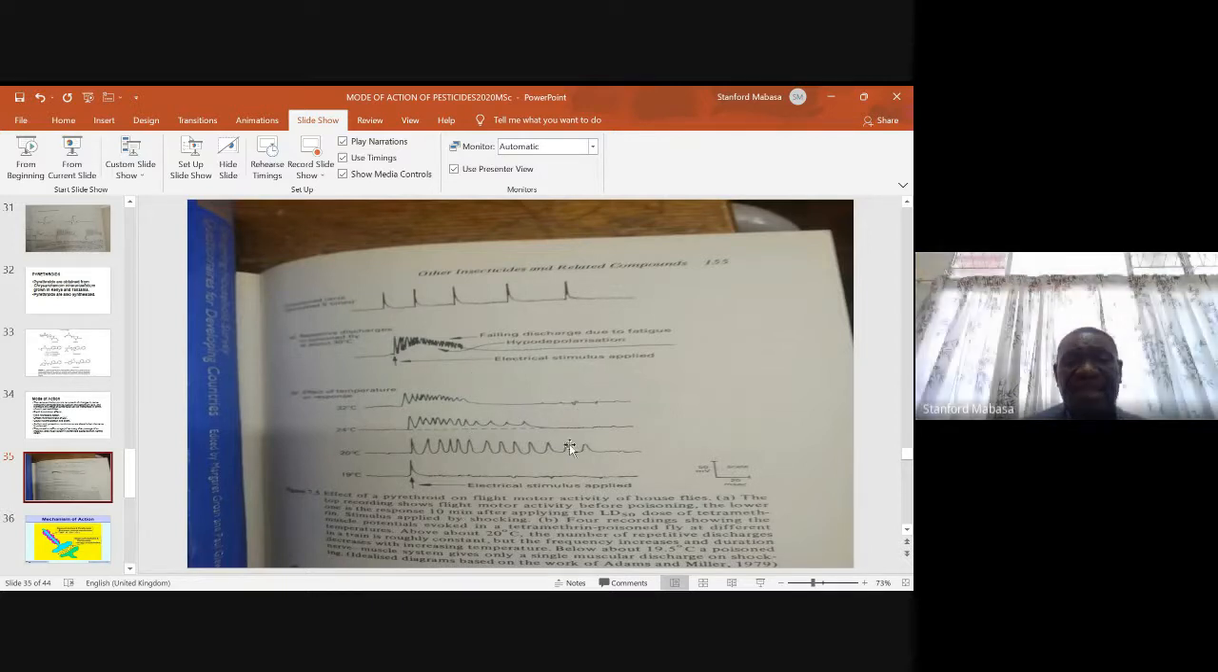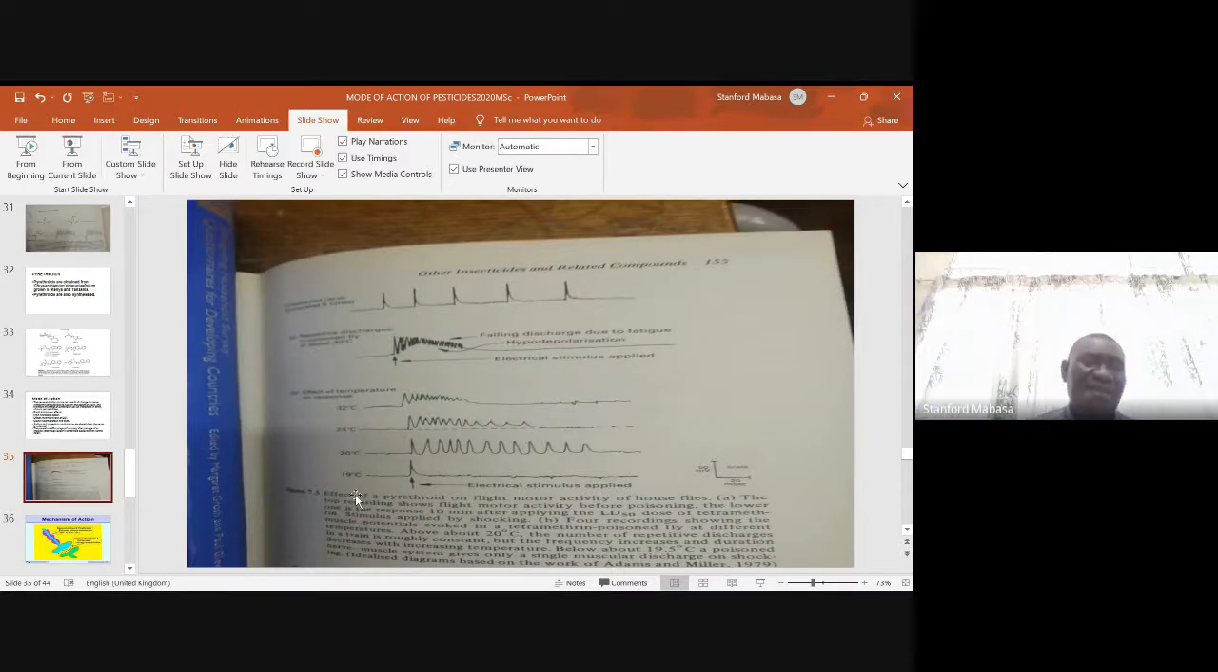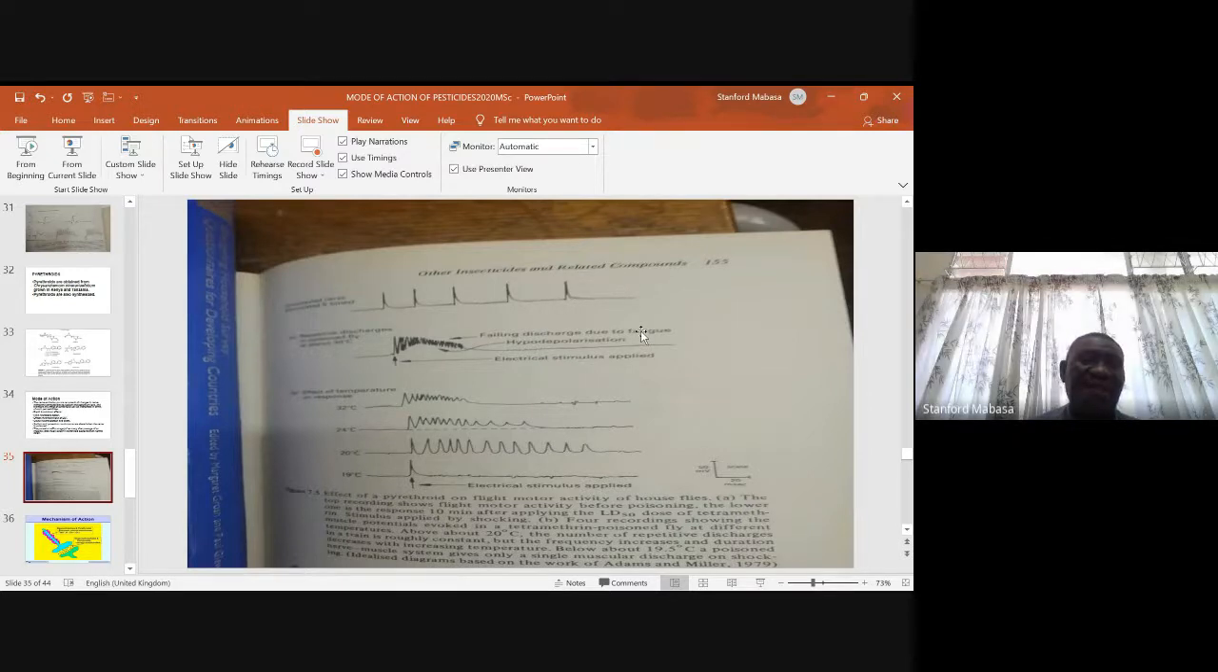Some have done experiments which show that this excitation depends on the environment. It depends on the temperature, which is another thing. But otherwise, where you have the control, no pesticide, this is where we have the pesticide affecting the nervous system.